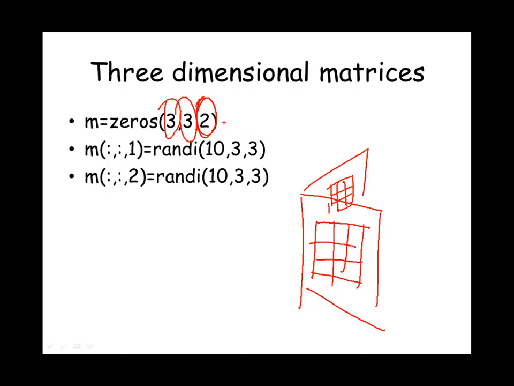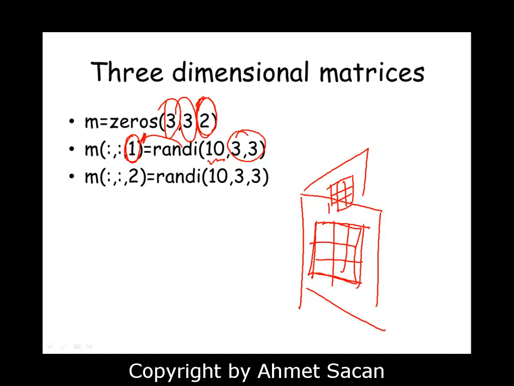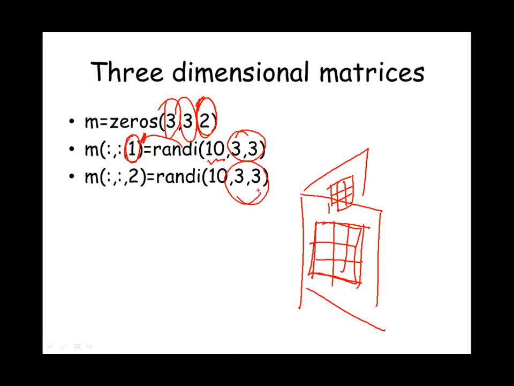In the next line of code, we are generating a random 3 by 3 matrix that contains numbers from 1 to 10 and storing it in the first page of this matrix M. So this 3 by 3 matrix will be filled with random numbers. In the last line of code, we are again generating a 3 by 3 matrix of numbers that are between 1 and 10 and storing it in the second page of this matrix M and filling in the 3 by 3 matrix that's on the second page.